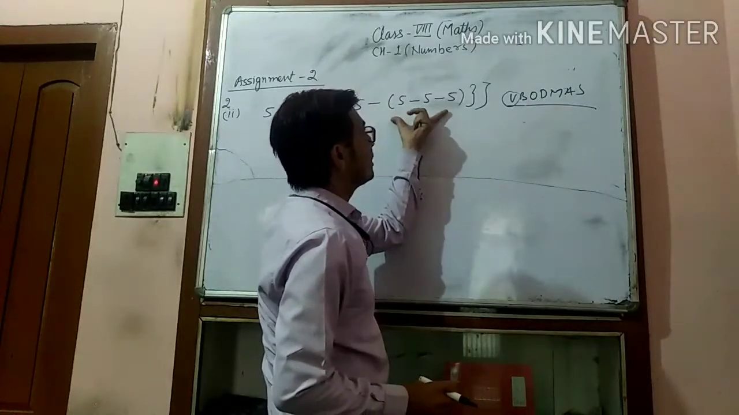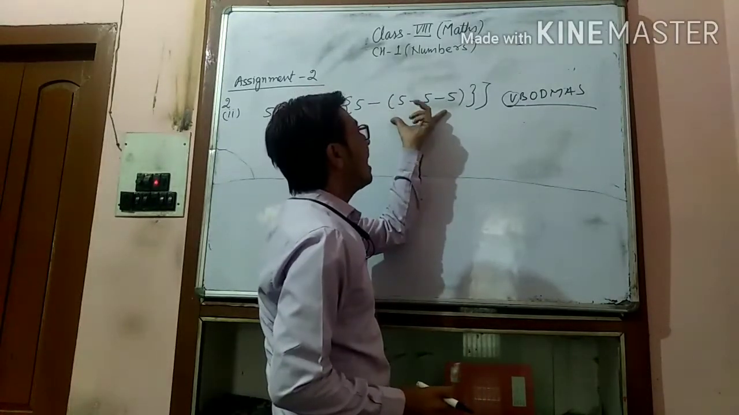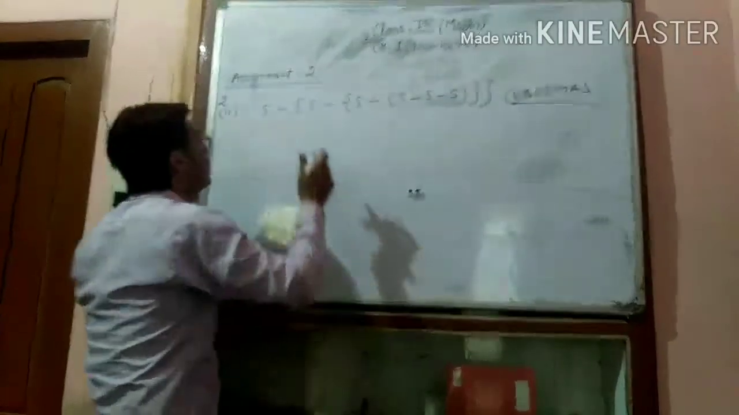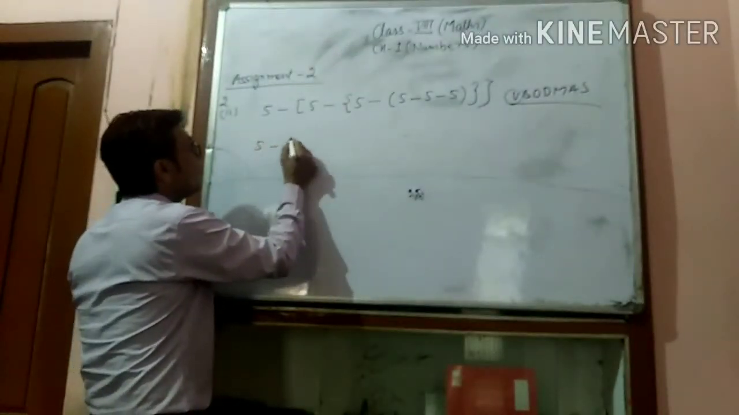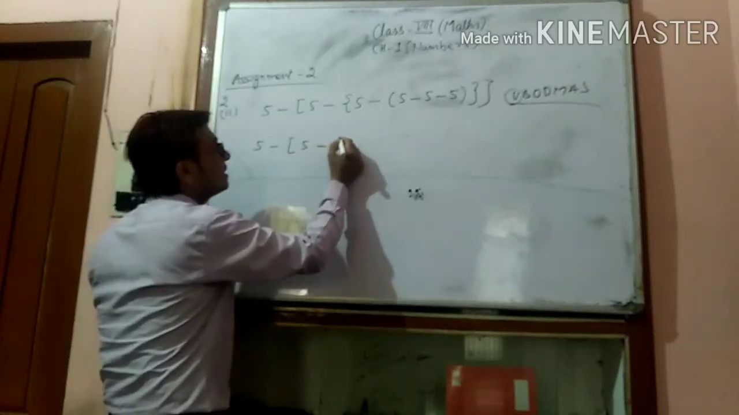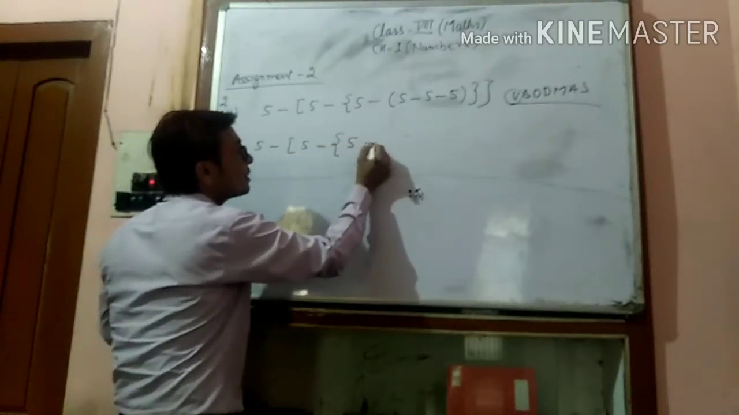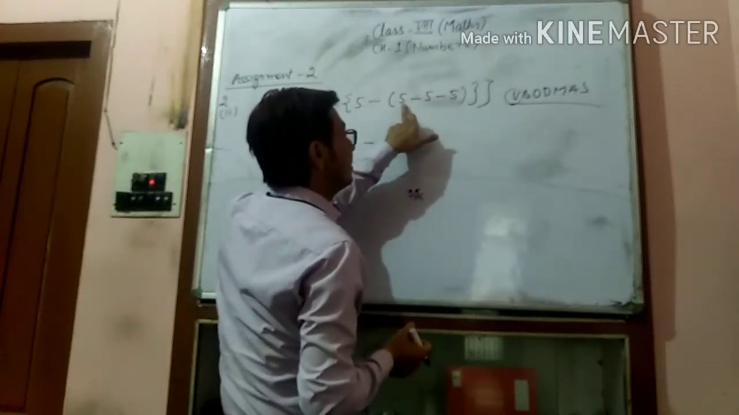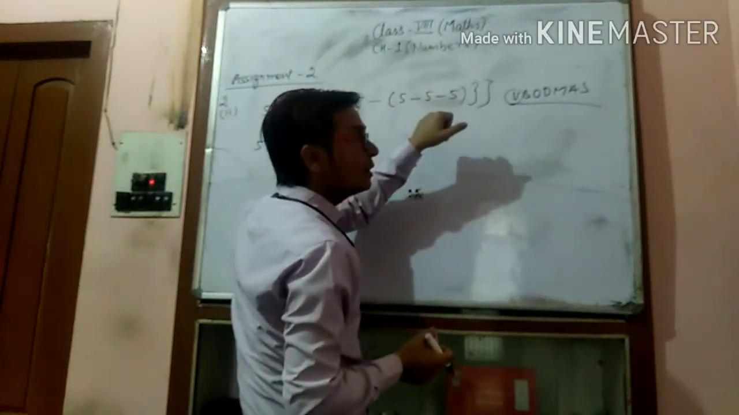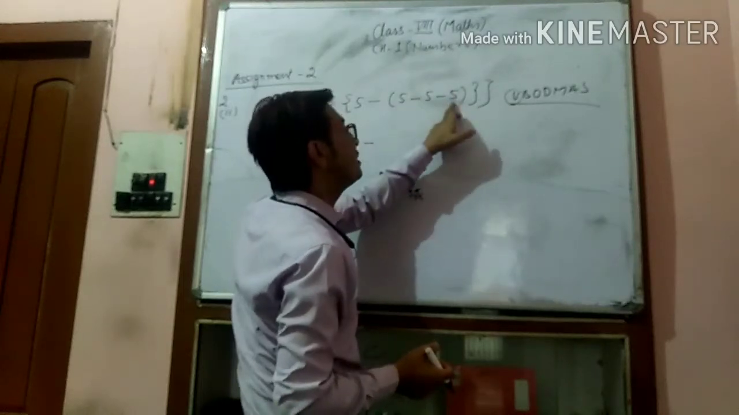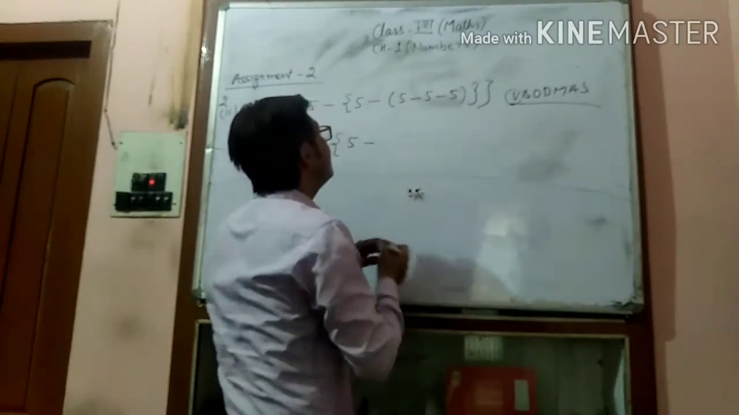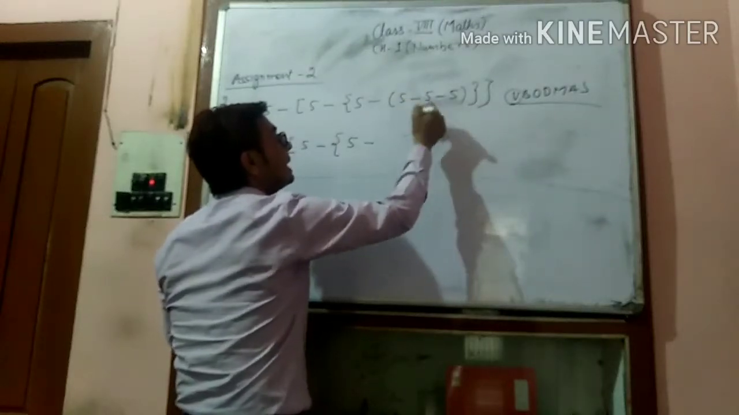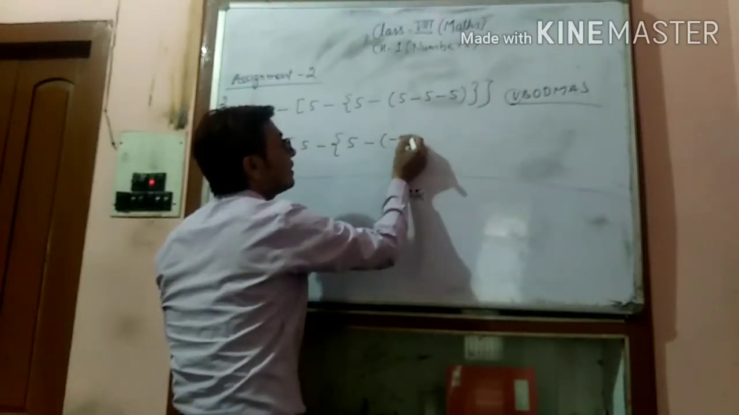This one, the small bracket. After that the curly bracket, and after that the big bracket. So here 5 minus curly bracket minus 5. See, this minus and this plus cancel out. 5 minus 5 is 0. It remains here minus 5. So in the bracket it becomes minus 5.